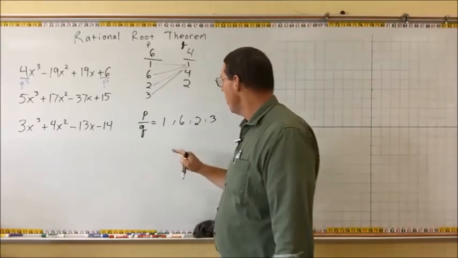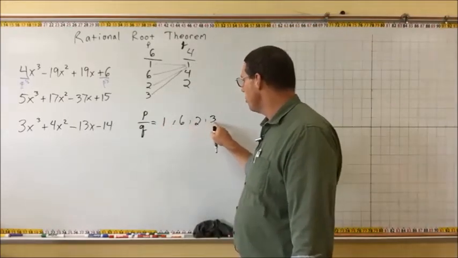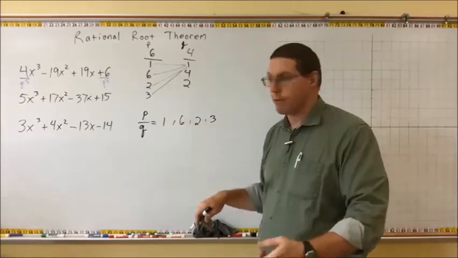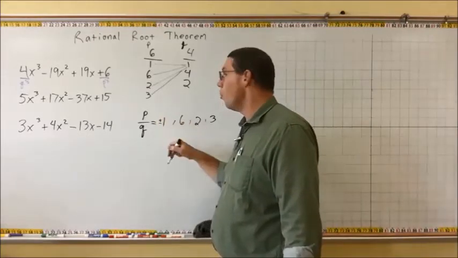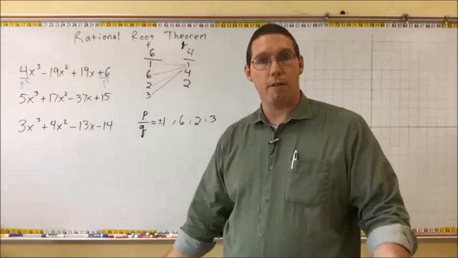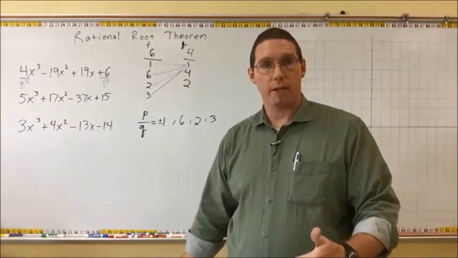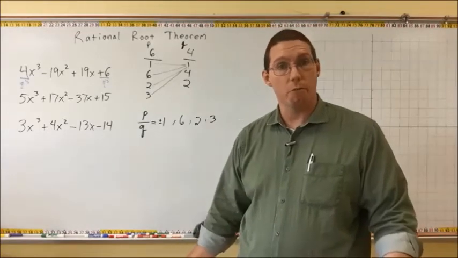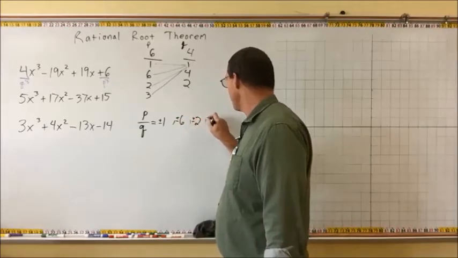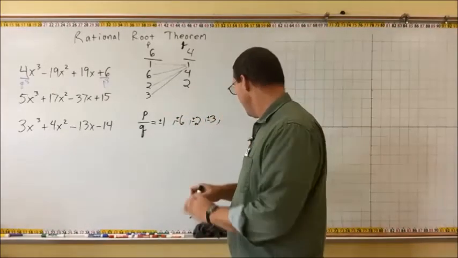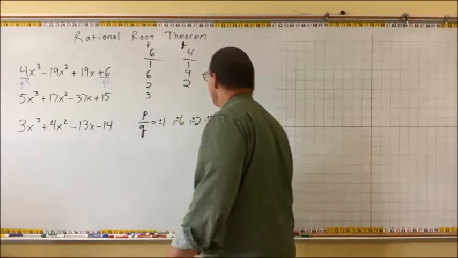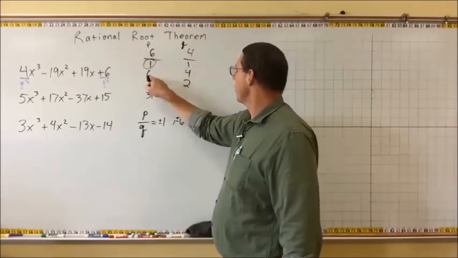Now, here's what I'm saying, though: we don't just do 1, 6, 2, and 3. For every possible rational root, you have to do plus or minus. So we're going to put plus or minus 1, which means one of the possible rational roots is positive 1, and one of the possible rational roots is negative 1. Plus or minus 6, plus or minus 2, plus or minus 3. So we finished up with 1, now we're going to go on to 6.